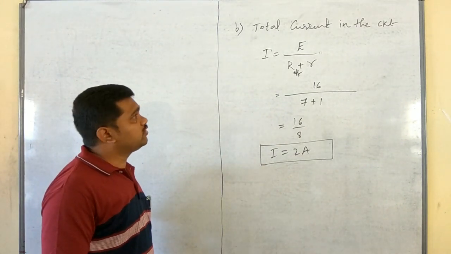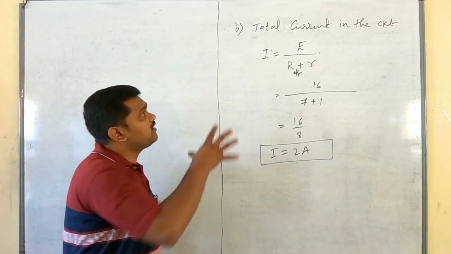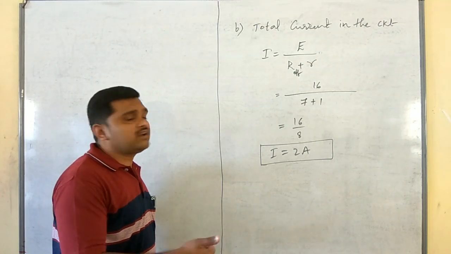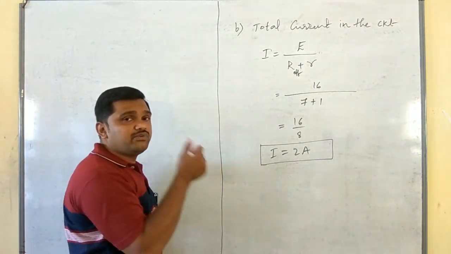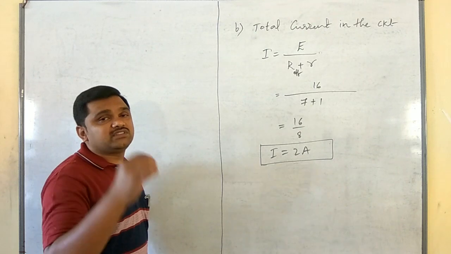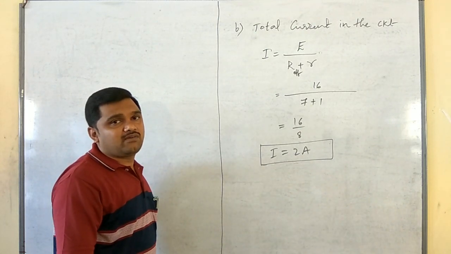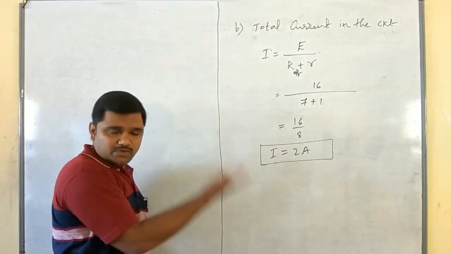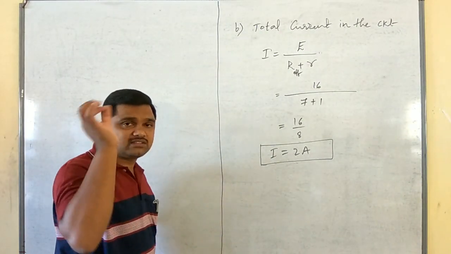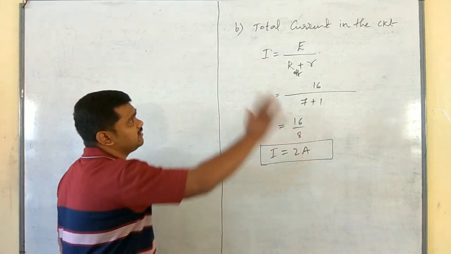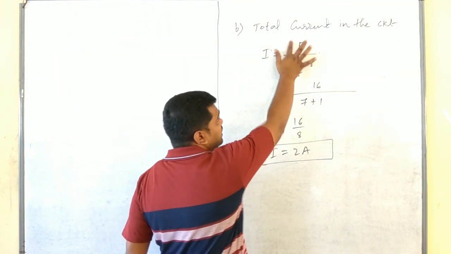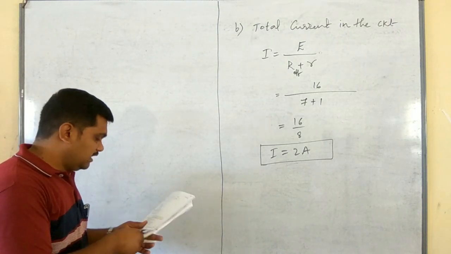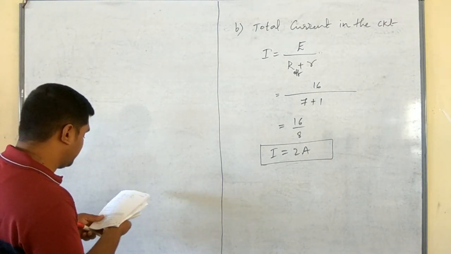Okay, so you have to know why. When should we use I is equal to E divided by R plus r, and when should we use I is equal to just V divided by R effective? When no internal resistance is given, then we go for I is equal to V by R directly. Whenever internal resistance is given, then we must use E divided by R plus r. Okay. Next, let's move to the 17th numerical problem.